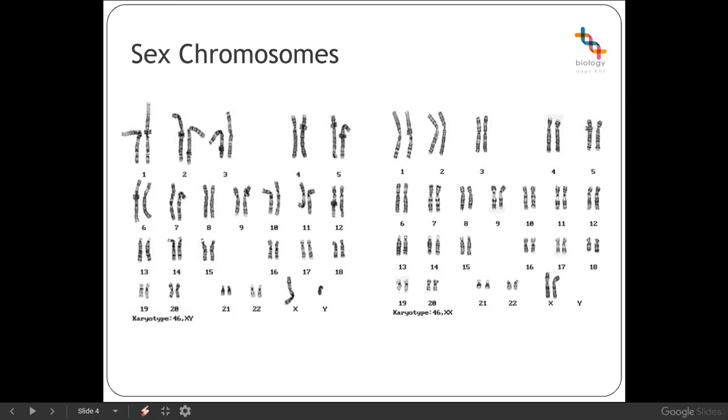However, we've got one pair of chromosomes, which is a bit of an exception to the definition of a homologous pair. These are the sex chromosomes X and Y. Females have a homologous pair of X chromosomes, while males have one X and one smaller Y chromosome.